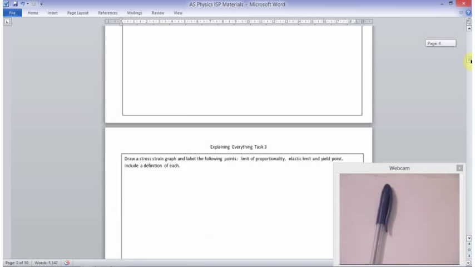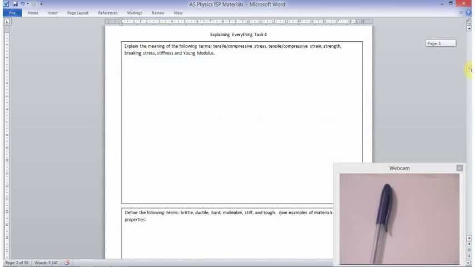So let's go down to explaining everything 4. We're going to explain the meanings of tensile and compressive stress, tensile and compressive strain, strength, breaking stress, stiffness, and Young's modulus. So let's talk about these one by one. Remember, tensile is where things are being stretched apart, so that's by tension.